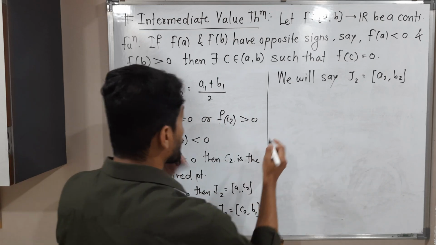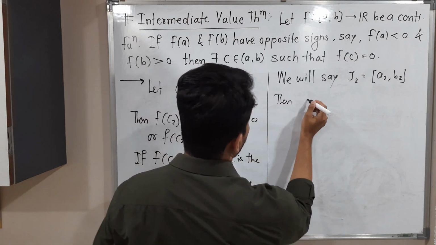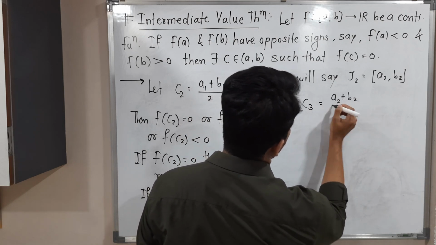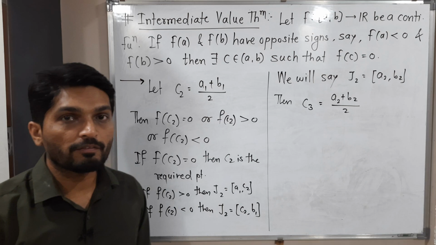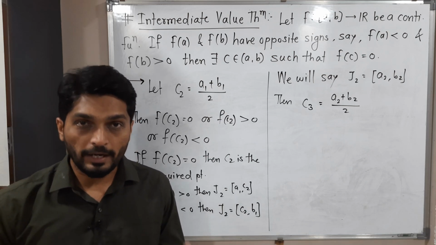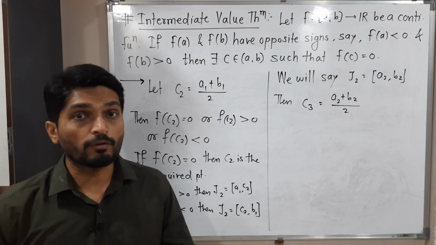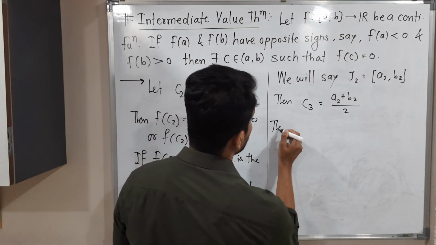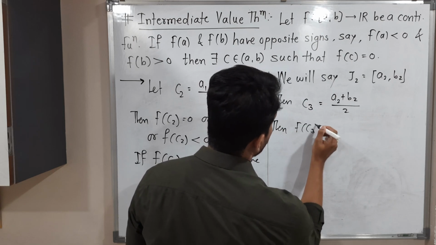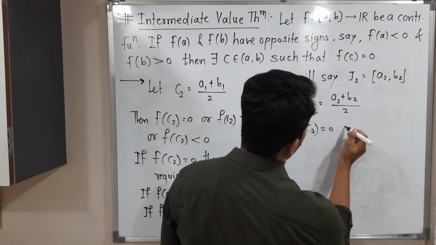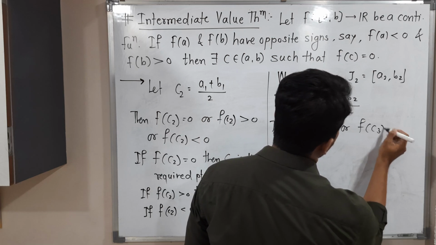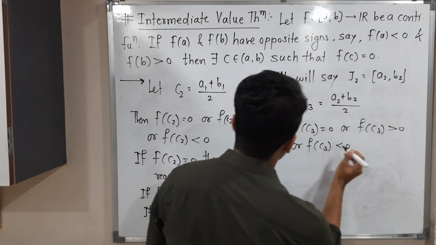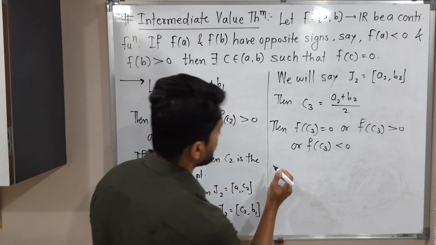Then again I will select my C3, which will be (A2 plus B2) by 2. So I am taking the midpoint of A2 and B2. So by law of trichotomy, f of C2 is 0 or f of C2 is positive or f of C2 is negative. Let me mention. Then f of C3, sorry, not C2, C3 is 0 or f of C3 is positive or f of C3 is negative, like this. Okay, I will repeat the same thing.